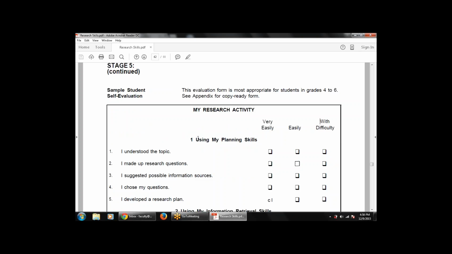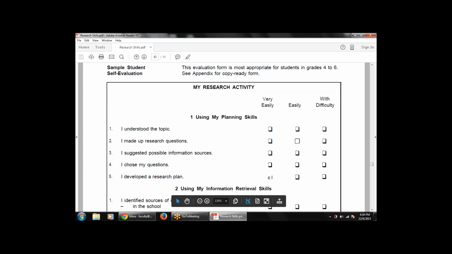First is using my planning skills. Whether I am using my planning skills, whether I follow the first stage or not, that is the first point. So that I understand the topic, that is the first part. Then I made up the research question, that is the second point. We can do it very easily, easily, or with difficulty. Then I suggested possible information sources, very easily, easily, or with difficulty. Then I chose my questions.